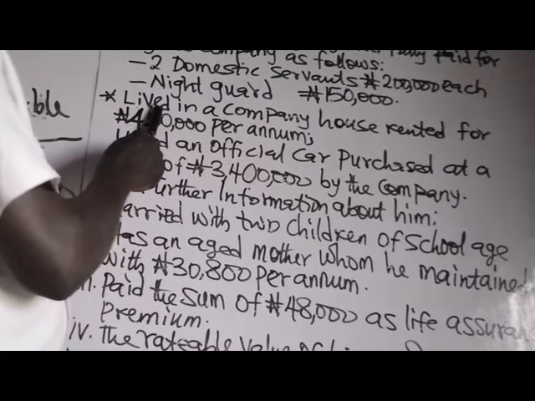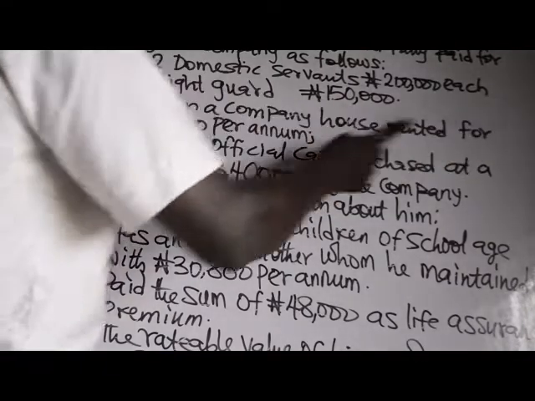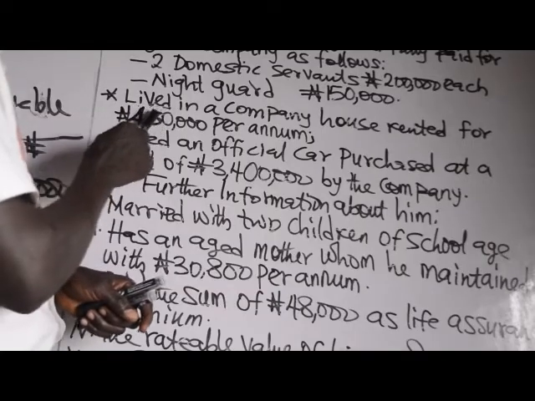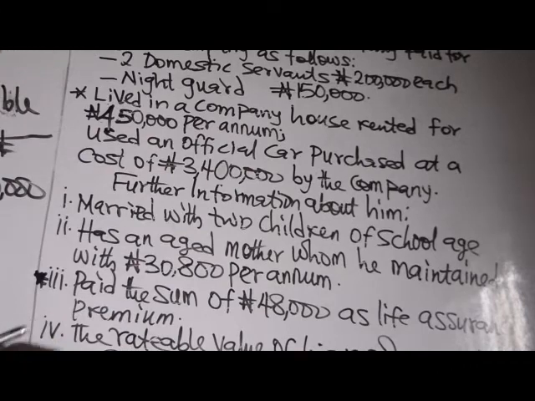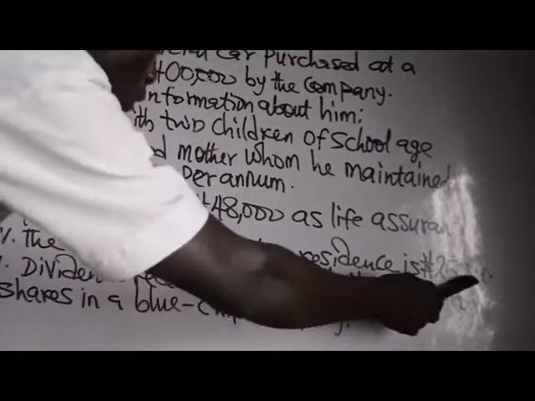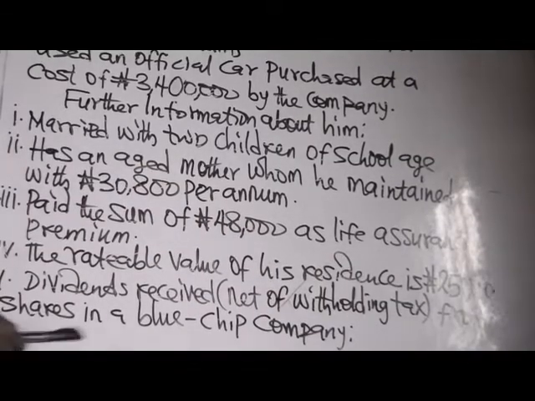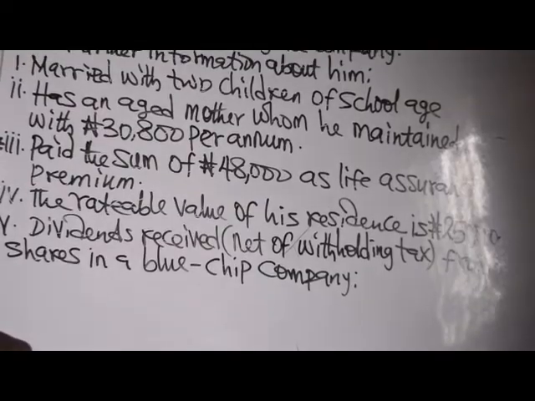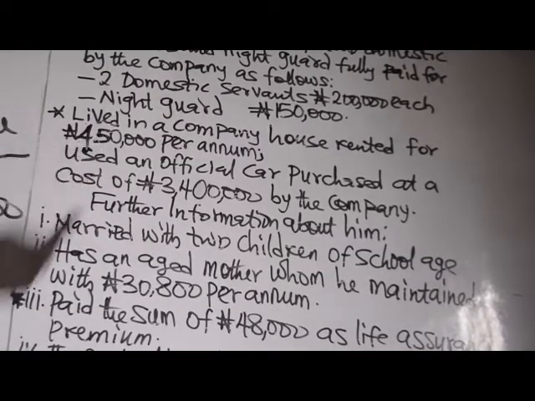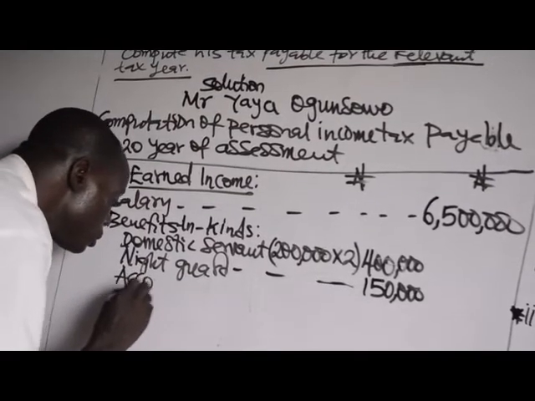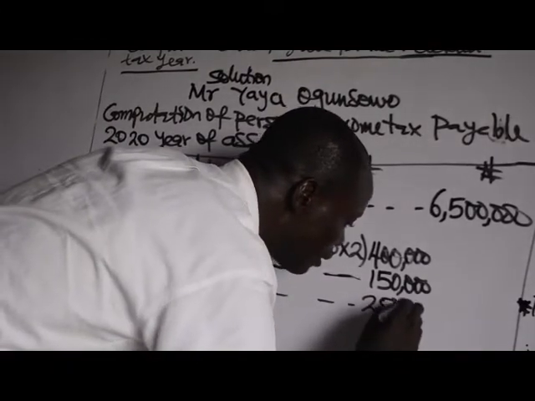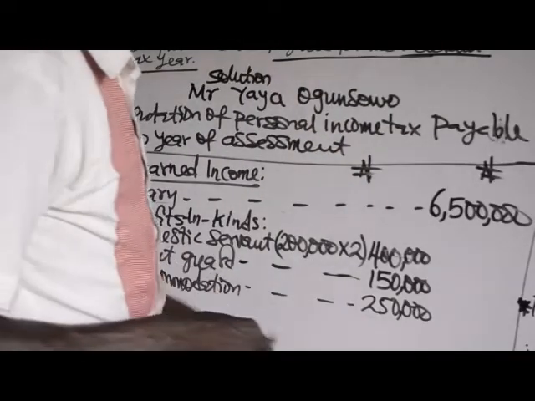Now, lived in a company house rented for 450,000 naira per annum. He enjoyed an accommodation which was rented for 450,000 naira per annum. But in the note 4, you were told that the rateable value of his residence is 250,000 naira. Since the rateable value is 250,000, therefore 250,000 will be considered as taxable benefits in the hands of the employee, not 450,000. So we have accommodation, 250,000 naira being the rateable value of the premises he enjoyed.